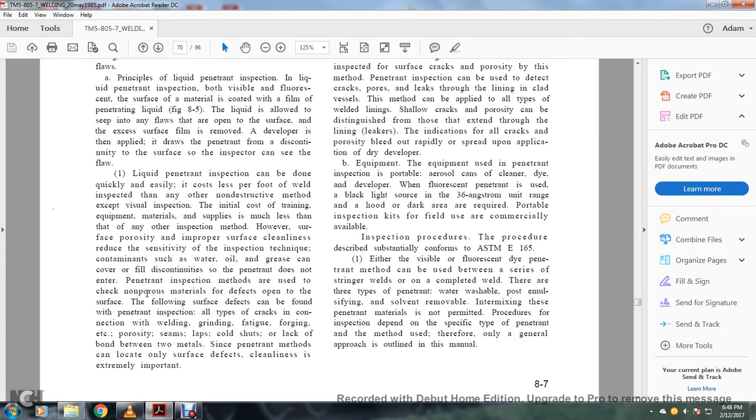Penetration inspection is made by the use of non-porous material. The defects of the surface. The following surface defects can be found with penetration inspection: all types of cracks in connection with welding, grinding, fatigue, forging, etc.